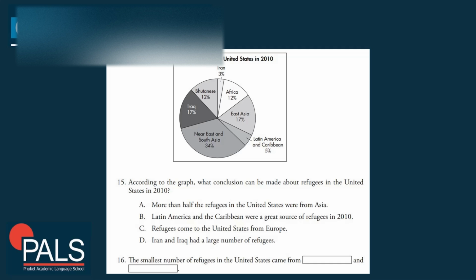I could think that 17% is a great source. You could think that 60% is a great source. We're going to rule this one out for now. A, more than half the refugees in the United States were from Asia. Here we go. We can make a decision based on facts.